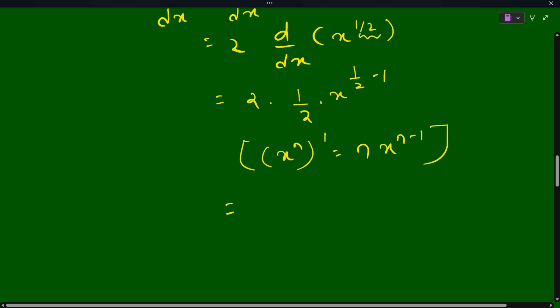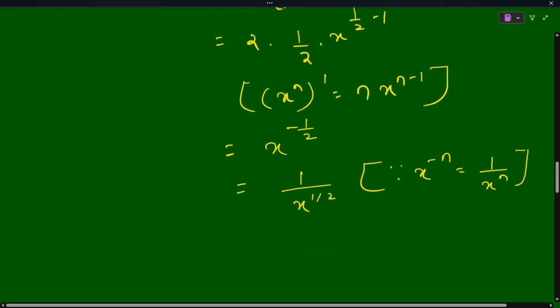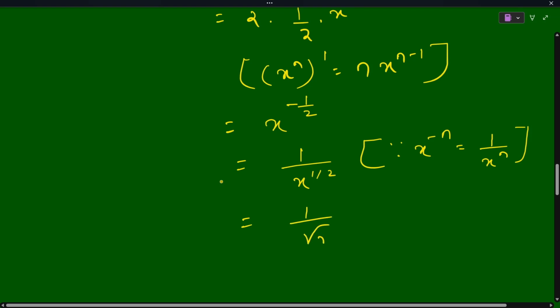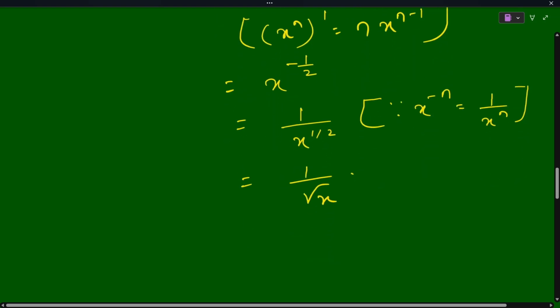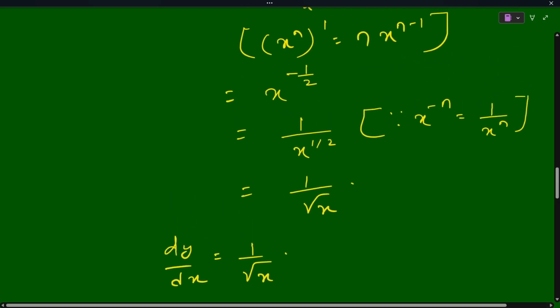This 2 will cancel out. Now half minus 1 will be minus half. So take this to the denominator side, so it will be x to the power half, because we all know the formula x to the power minus n equals 1 by x to the power n. So now I got dy by dx as 1 by root x. Use this dy by dx value in the formula to find the area.